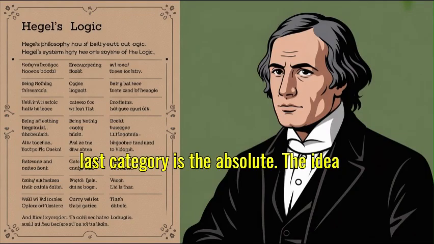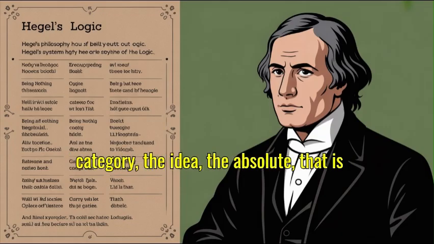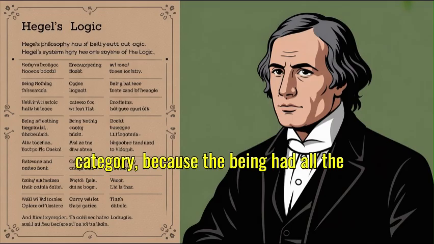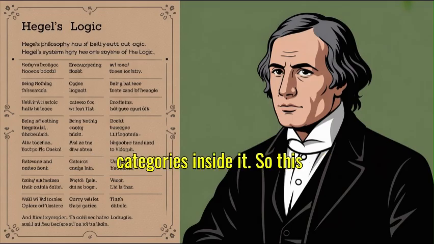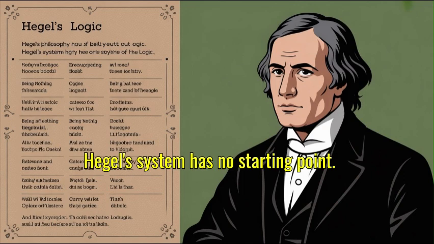So this is Hegel's logic, and Hegel identified all the categories, and his last category is the absolute idea. Hegel said that when we reach the last category, the idea, the absolute, that is the last category as well as the first category, because being had all the categories inside it. So this system moves forward as well as backwards. So this is a circular system. Hegel's system has no starting point.